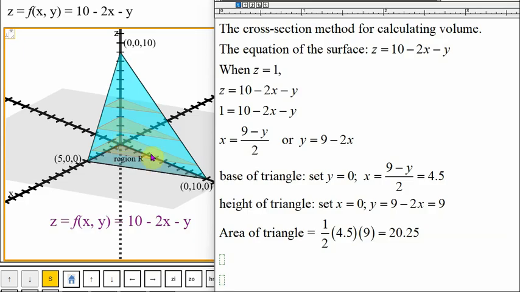To get the height of the triangle, we need this point right here. This segment is directly above the y-axis, and therefore at this point x will be 0. Setting x to 0, we get y to be 9. So at this point x is 0, y is 9, z is 1, and the distance from here to here will be 9. The area of the triangle will be 1/2 times 4.5 times 9, which is 20.25.